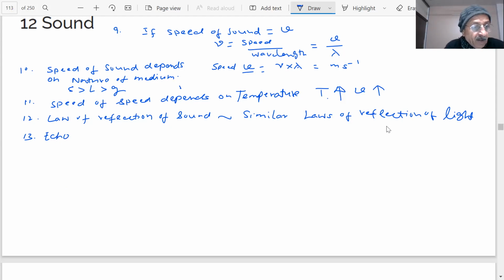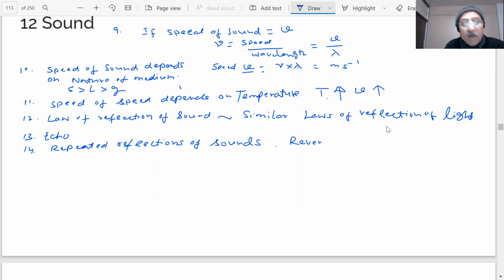And the persistence of sound in an auditorium is a result of repeated reflection of sounds. What we talked of? Repeated reflections of sound. What is the repeated reflection of sound known as, student? Reverberation.